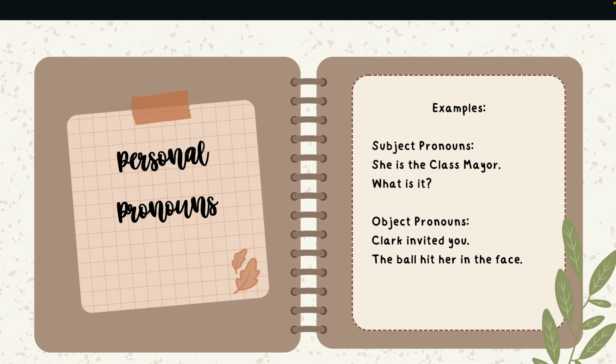So, you have here a few examples. Subject pronouns: she is the class mayor, and then what is it? So we have here the first sentence, she, which denotes that the subject is a female character or a female individual. And then we have it, referring to a particular object or something or someone.